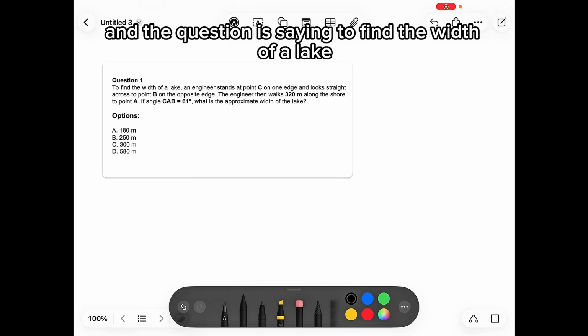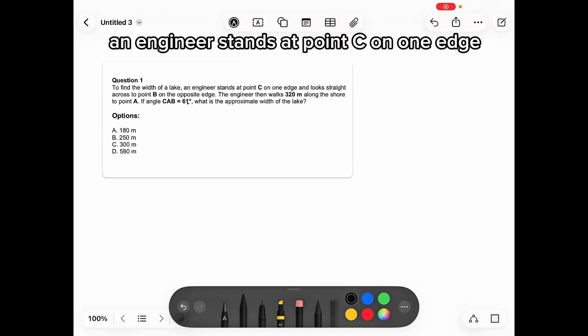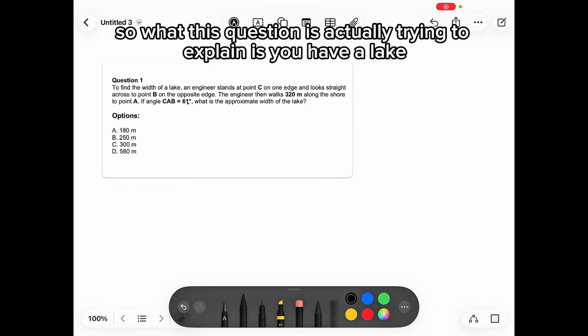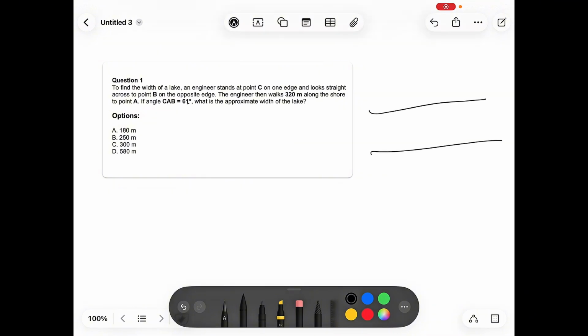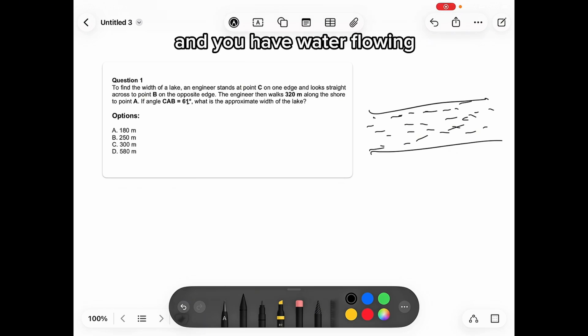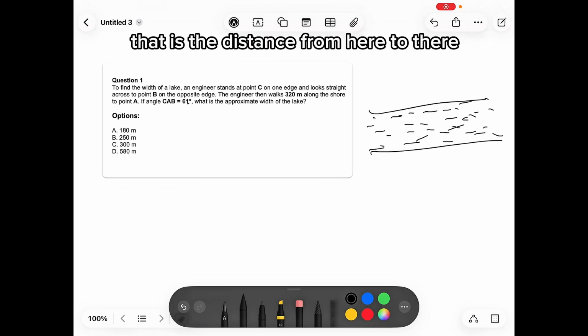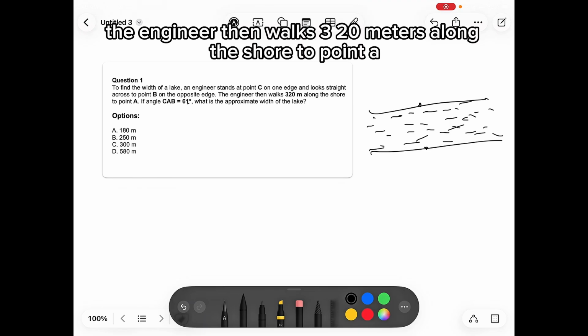And the question is saying to find the width of a lake, an engineer stands at point C on one edge and looks straight across to point B on the opposite edge. So what this question is actually trying to explain is you have a lake. Let's say this is the lake, but you have water flowing and you're trying to get the width of the lake, that is the distance from here to here. But the question is actually going to explain better.